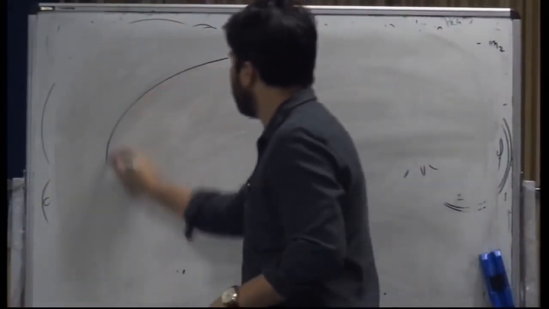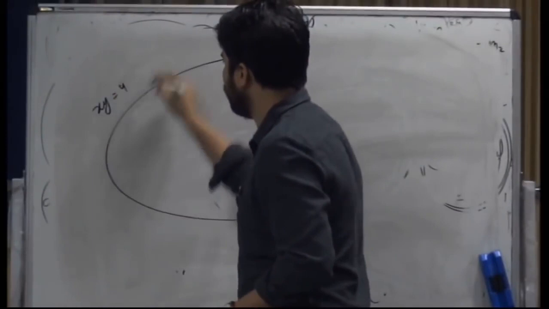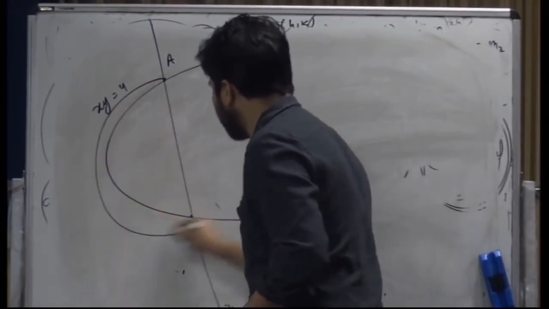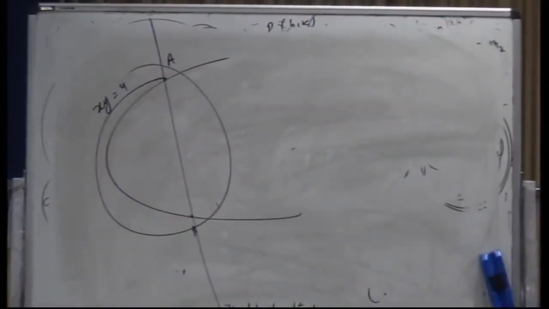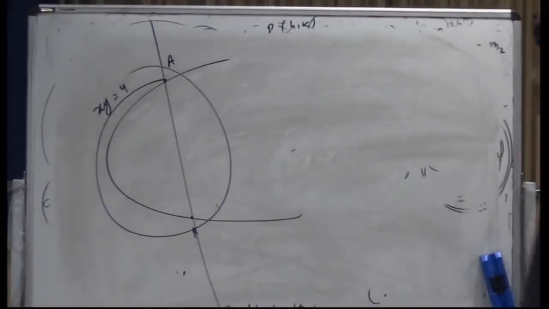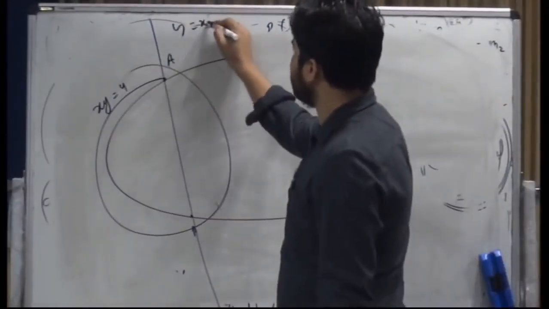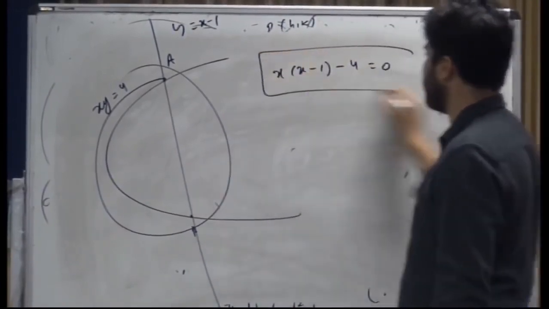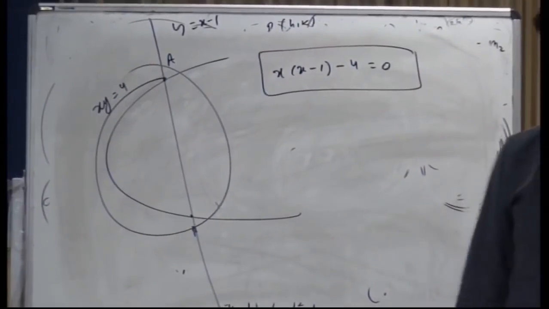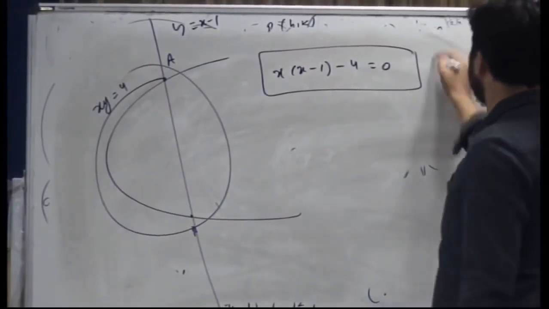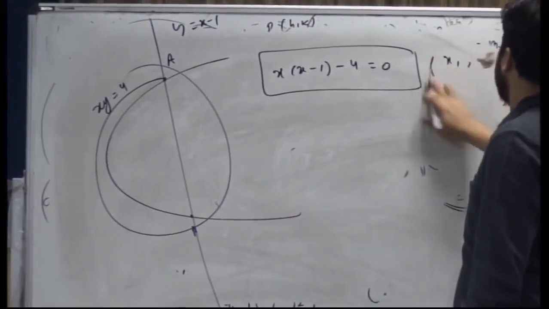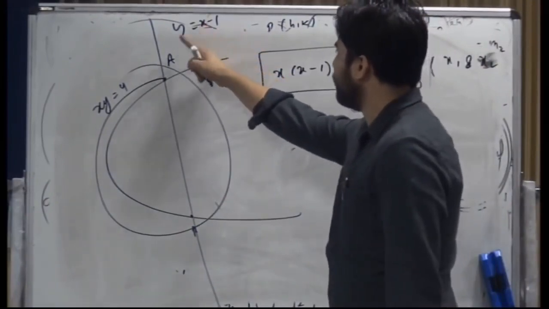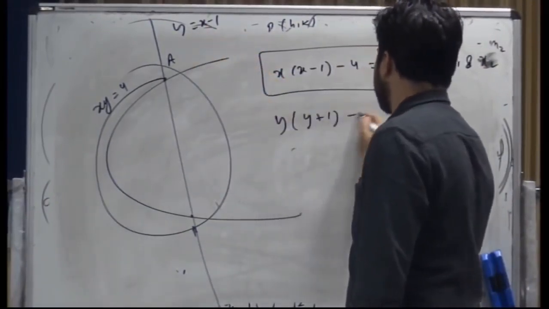See, this is xy is equal to 4 and this is AB. Considering this as diameter, you have drawn a circle. Now you have to write the equation of this circle. So this line is y is equal to x minus 1. So I'll say x into x minus 1 minus 4 is equal to 0. This is a quadratic equation in x. The coefficient of x square is 1 and this will give you x1 and x2. Now I'll replace x with y plus 1. So y into y plus 1 minus 4 is equal to 0.